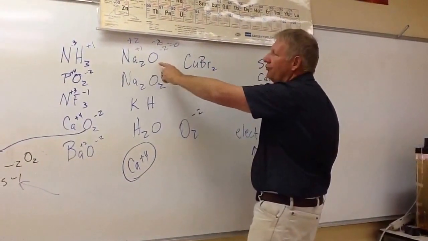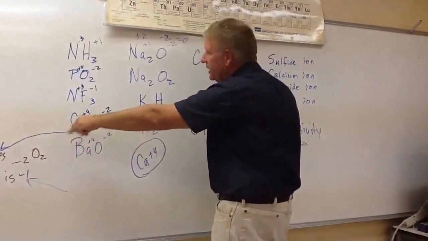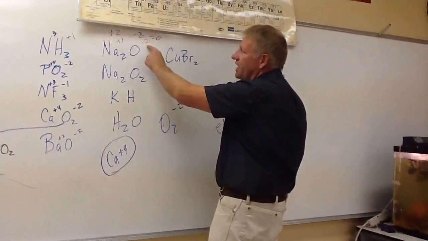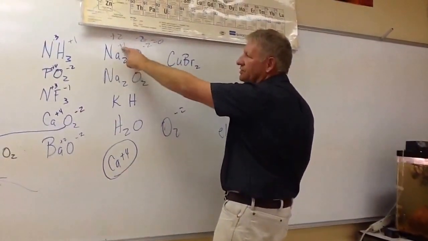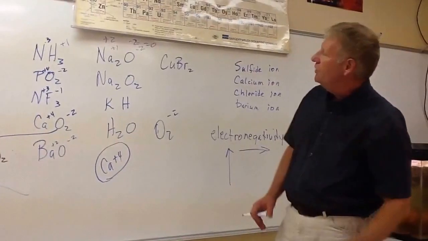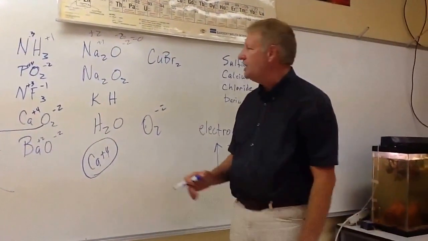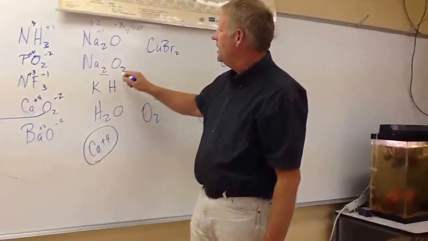for Na2O. So the rule once again is -2, but I want to make that a -2, so I'll make this a +2, but there's 2 of these, so that's +1. Okay, let's go to the next one, Na2O2. Now we have a peroxide.